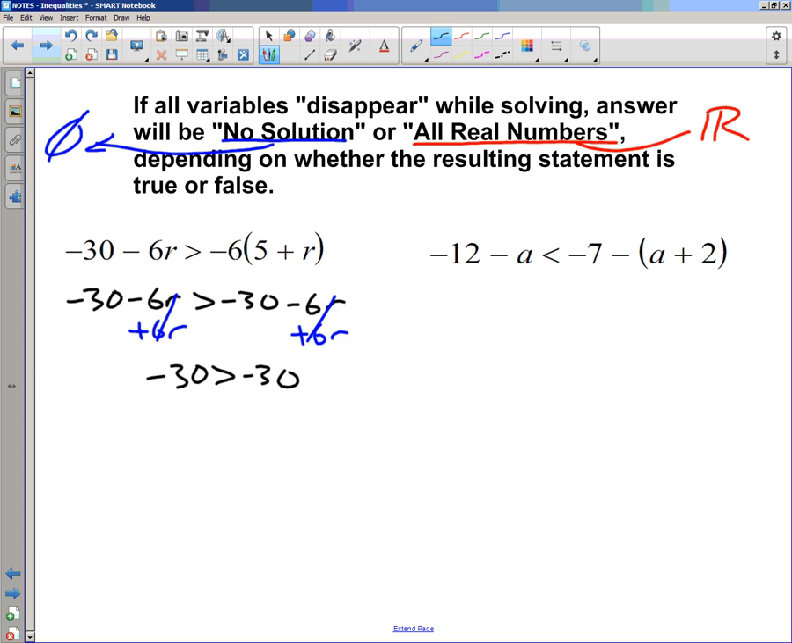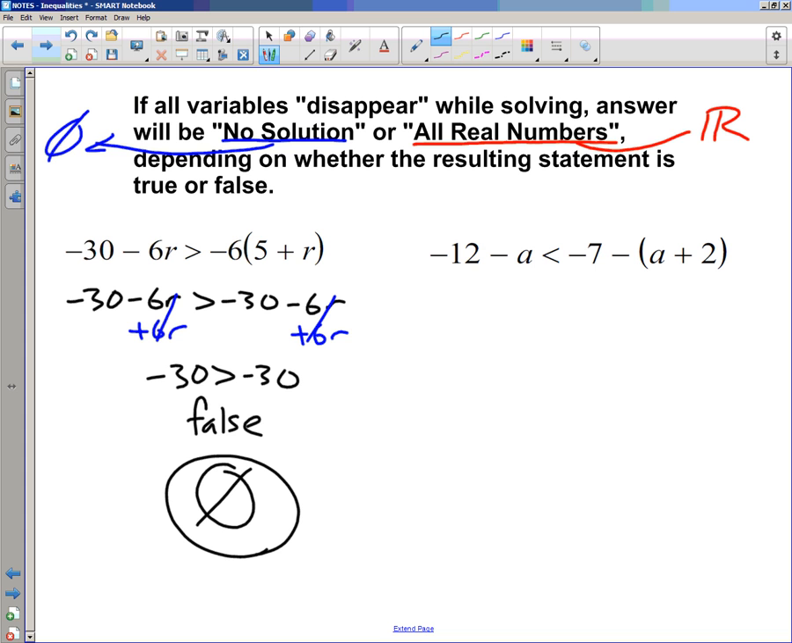It is not. So this is false, which means that this inequality has no solution. This would be the answer that I would give. Or you can write out the words no solution. If that had said greater than or equal to, would that change anything? That would have made it a true statement, and then it would have been all real numbers instead.